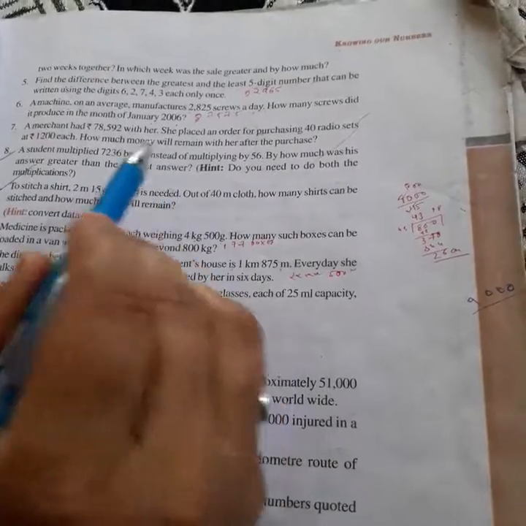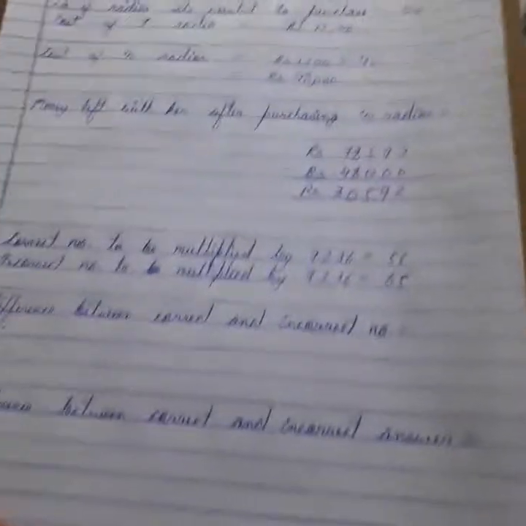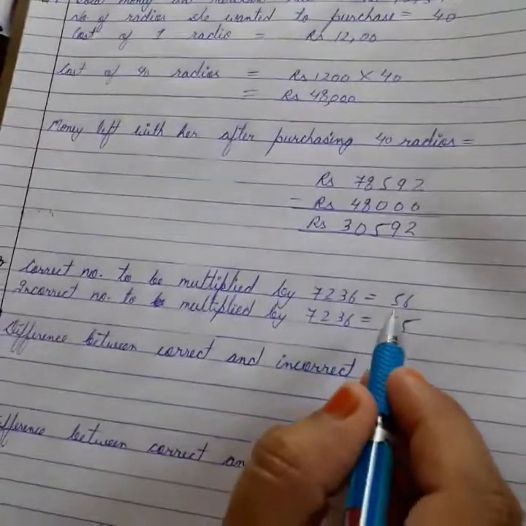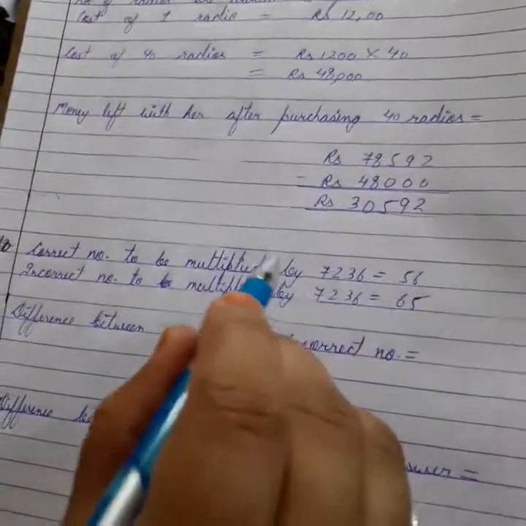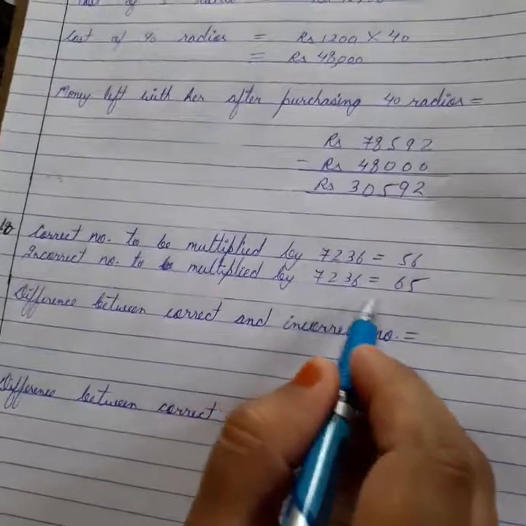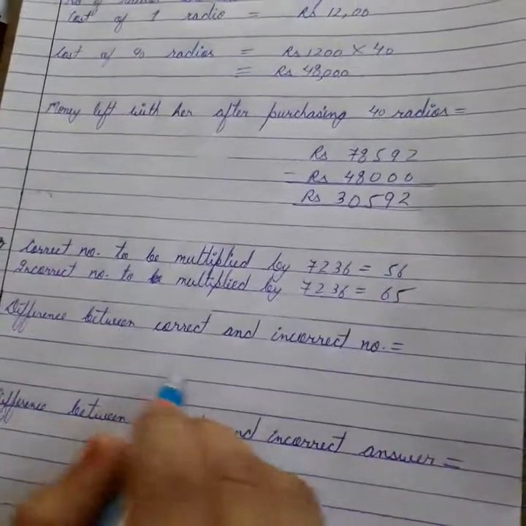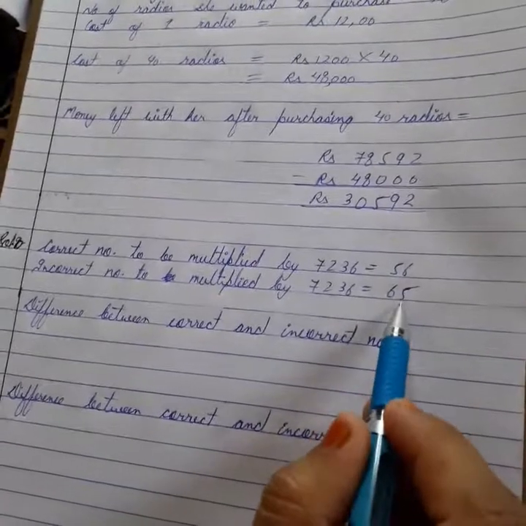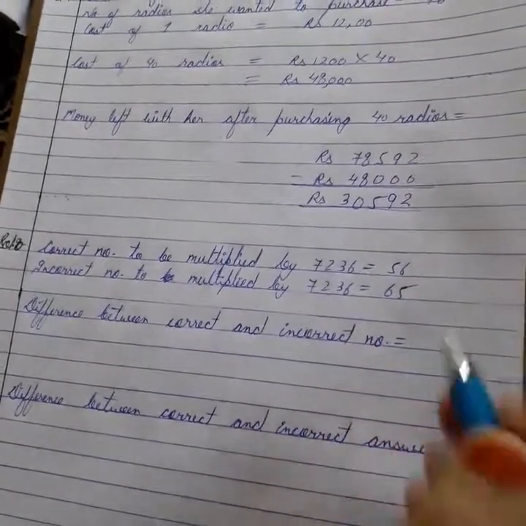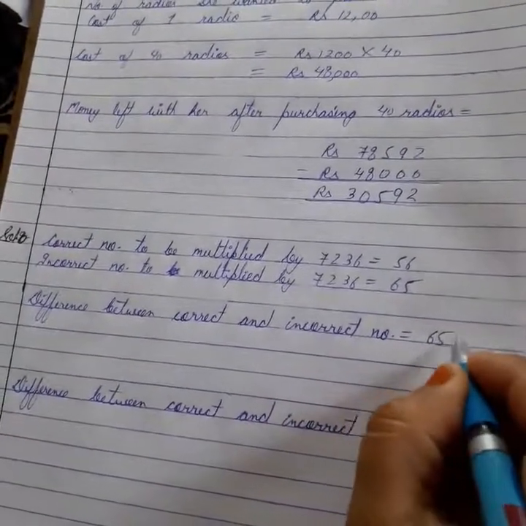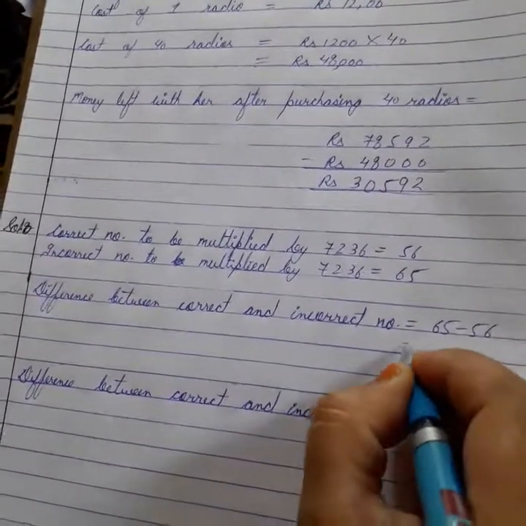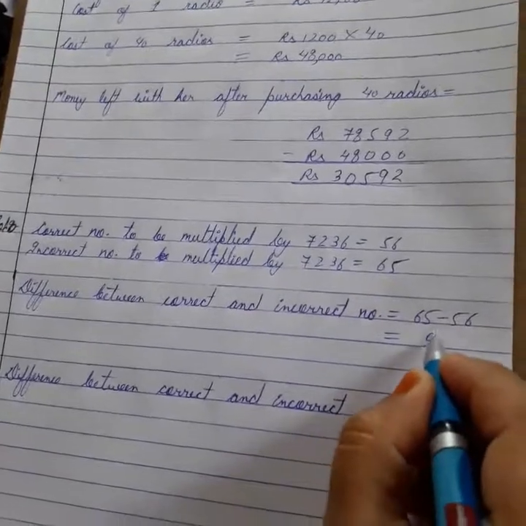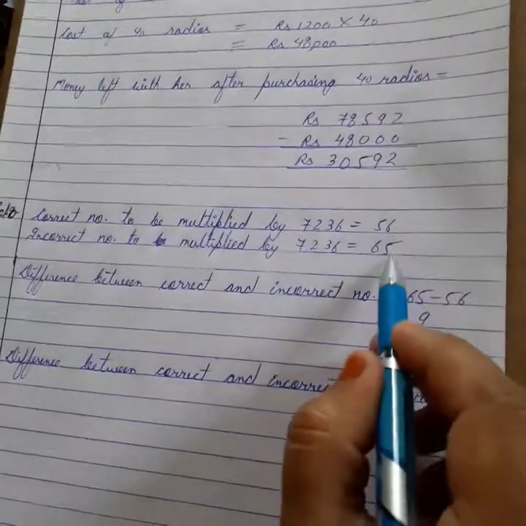Okay, so the correct number to be multiplied by 7,236 is 56, and the incorrect number multiplied by this was 65. So first of all, let us find out the difference between the correct and incorrect number. So 65 minus 56, how much will we get? We'll get 9. So 9 is the difference between the correct and incorrect number.